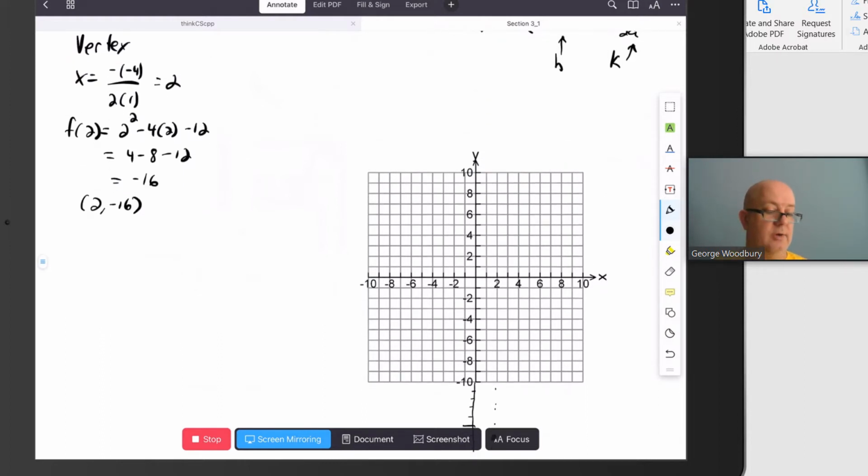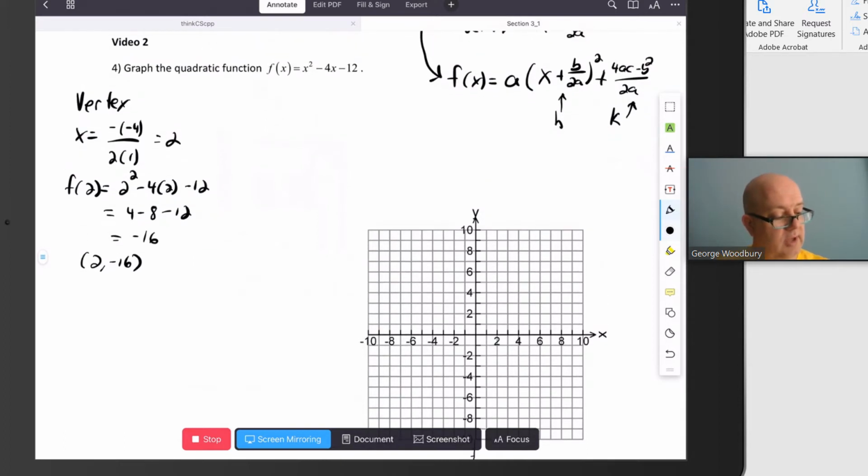Now let's come back. That graph is going to open upward because the coefficient of x squared is positive. It's a positive 1. That indicates that the graph opens upward, and that also tells us that the graph has to cross the x-axis. So next I'm going to look for the x-intercepts.